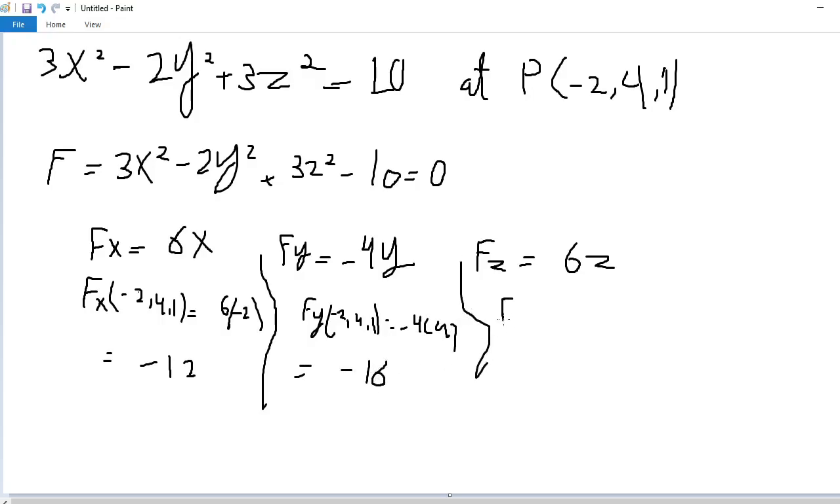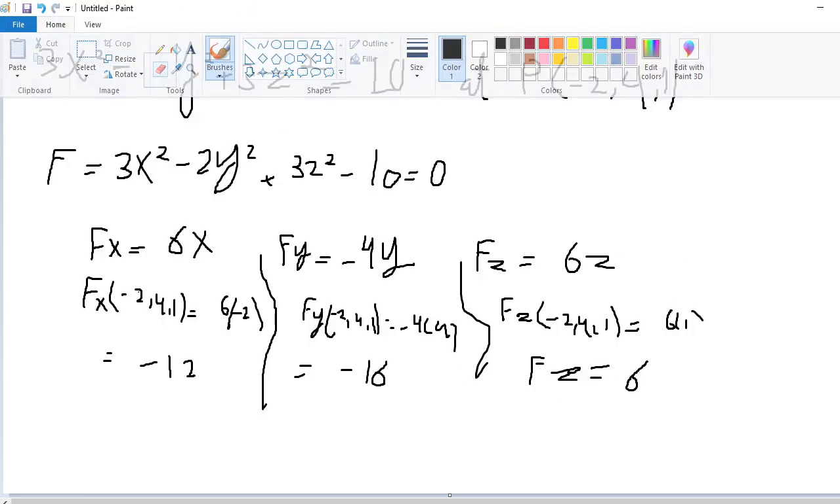So for the z part, Fz at negative 2, comma 4, comma 1 is going to equal 6 times 1. So Fz is going to equal, sorry, 6. 6 times 1 is 6. Okay, so here we found the Fx, Fy, and Fz. So what we need to do right now, let me make some space.